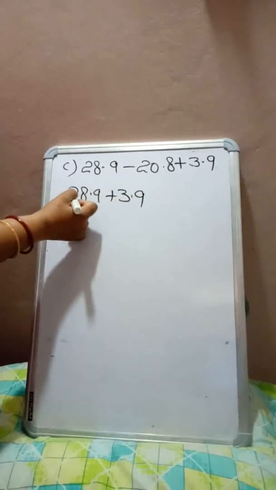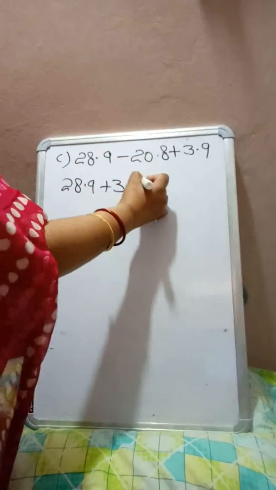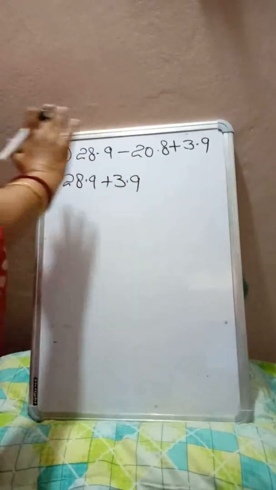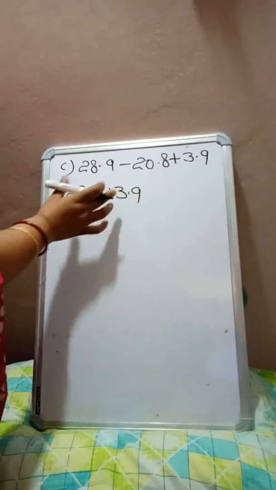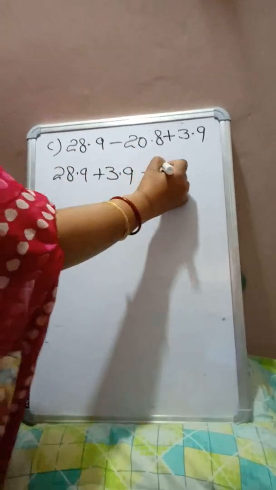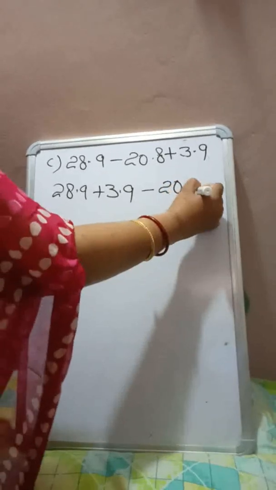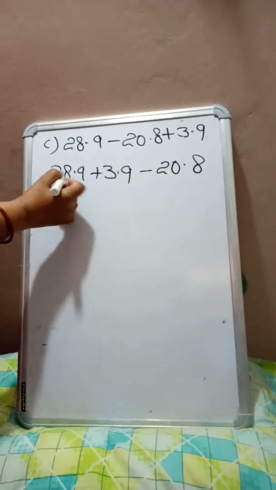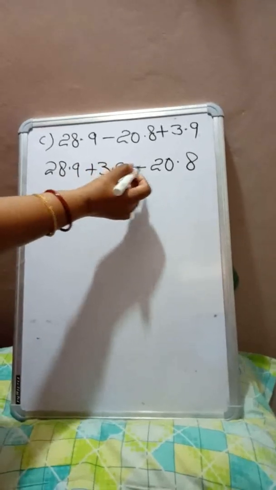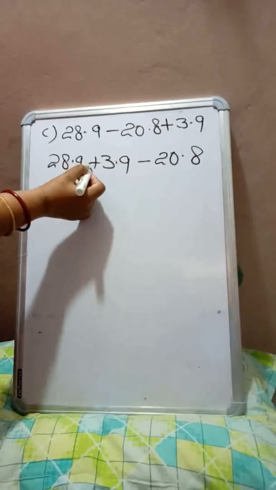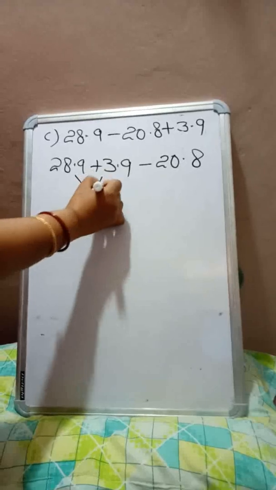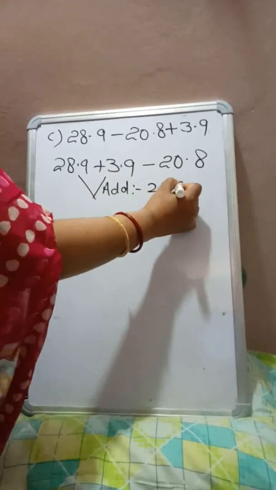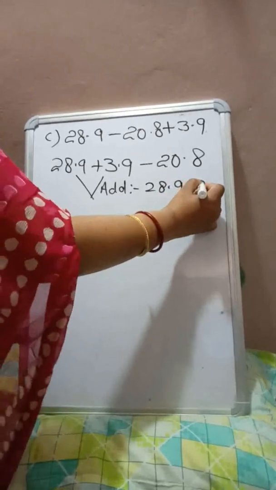Firstly, we arrange this plus sign and plus sign together. We bifurcate this plus sign and minus sign separately. So plus and plus will be together, and then after that we have written 20.8. Right? Now we have to solve. Now here it is clear. 28.9 plus 3.9 minus 20.8. So here the plus operation will be done first. So we will do addition first. Right? So 28.9 plus 3.9.